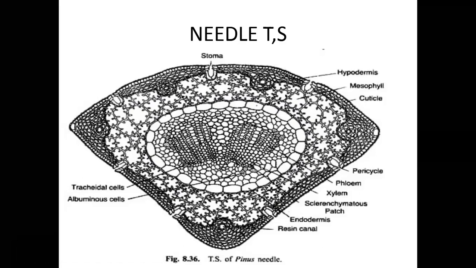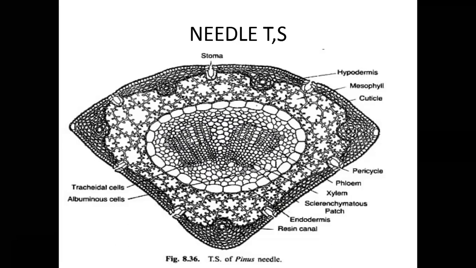Below the mesophyll, vascular bundles are present, at the center region of the needle. Here only two vascular bundles are present. The two vascular bundles are conjoint, collateral, open, endarch type vascular bundles. Between the two vascular bundles, sclerenchymatous tissues are present in the Pinus needle TS.